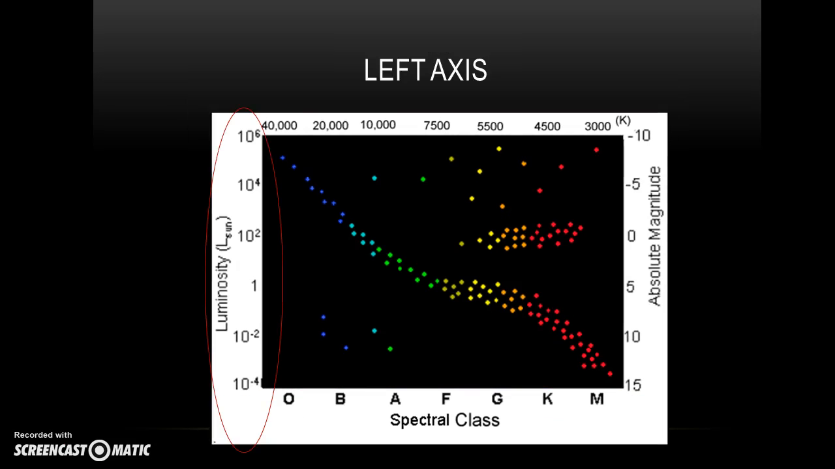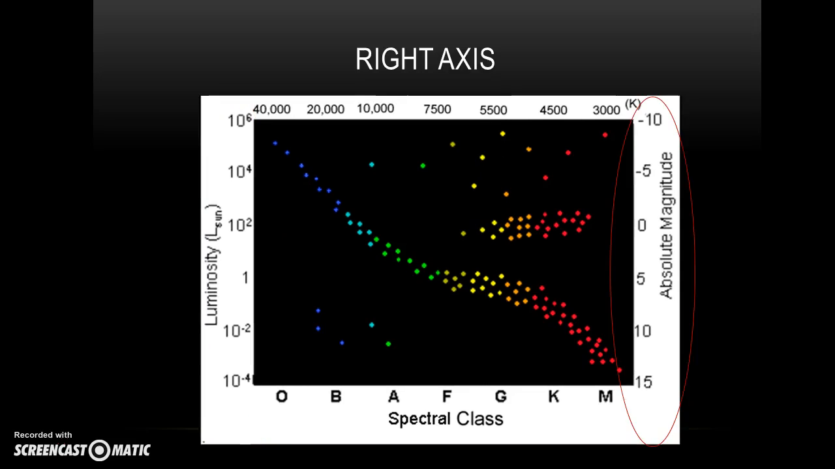Along the left side is where you're going to find the luminosity, which is the total amount of energy emitted by a star. Along the right is where you'll see the absolute magnitude, which has to deal with the brightness of a star at a standard distance of 10 parsecs.